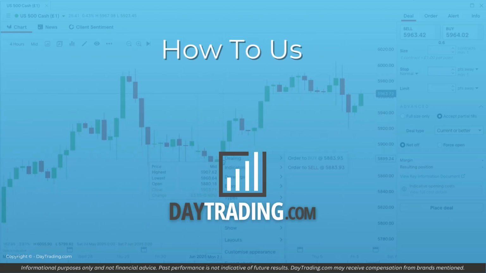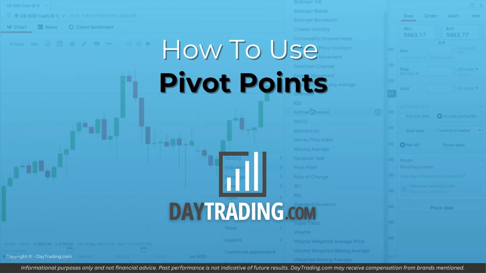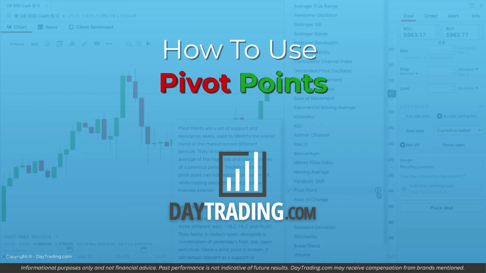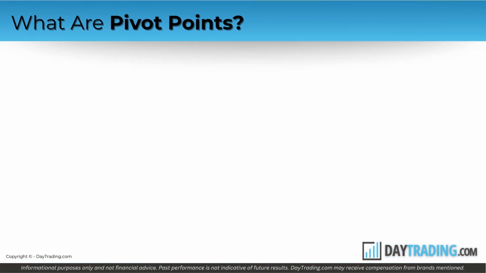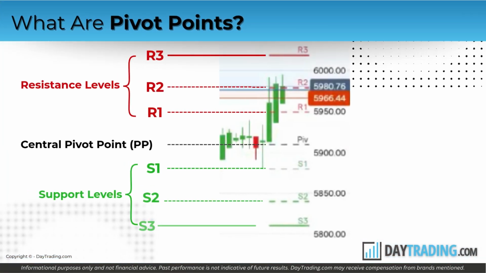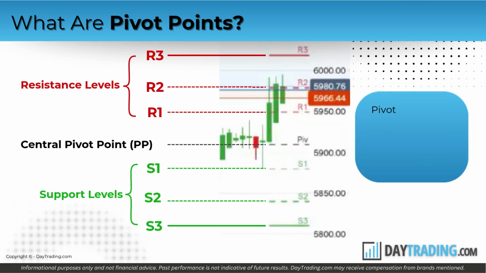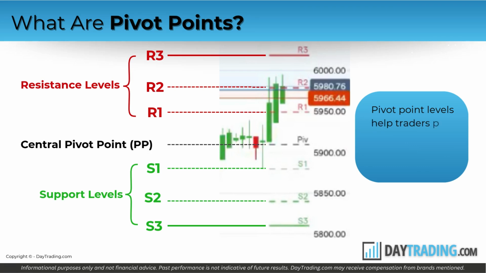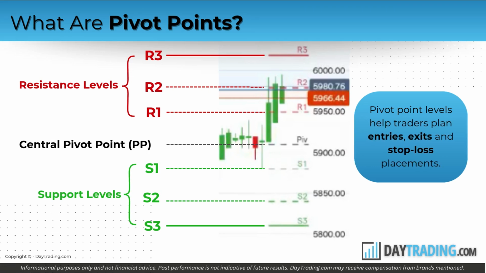Want a simple, automatic way to spot key price levels without drawing a single line? Let's talk about how to use pivot points, one of the most underrated tools in technical analysis. Unlike tools you have to draw manually, pivot points automatically generate support and resistance points, plus the central pivot point, PP. These levels can help traders plan entries, exits, and stop-loss placements, especially in trending or range-bound markets.